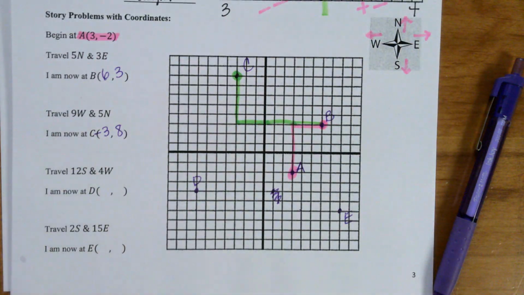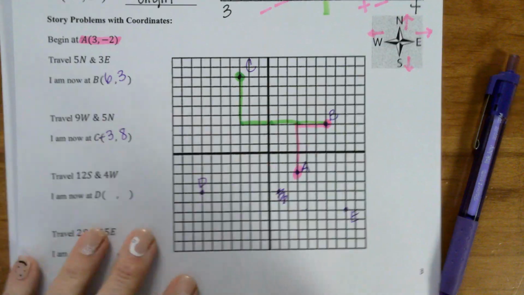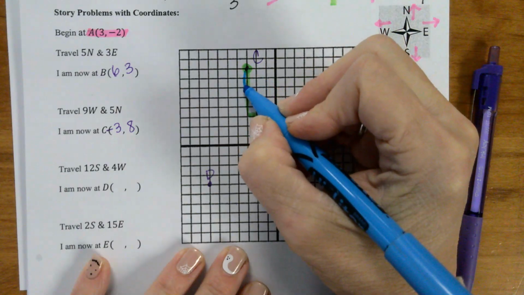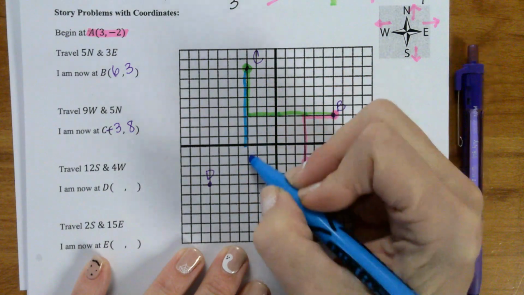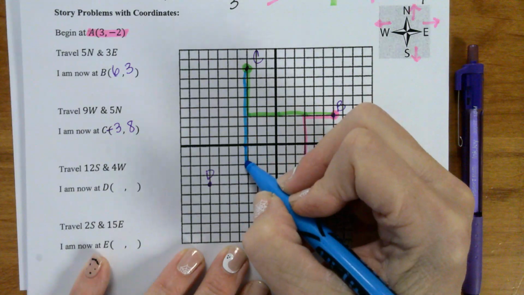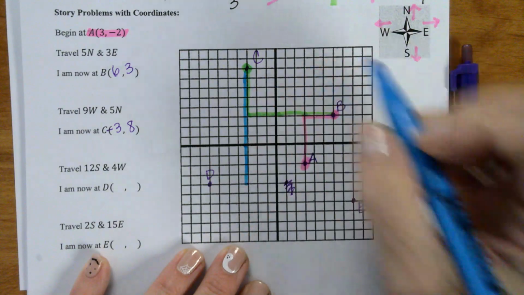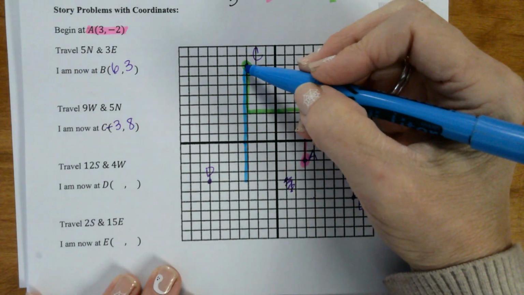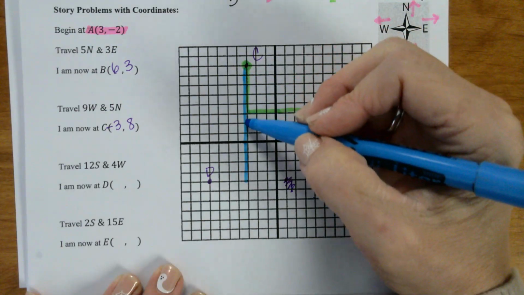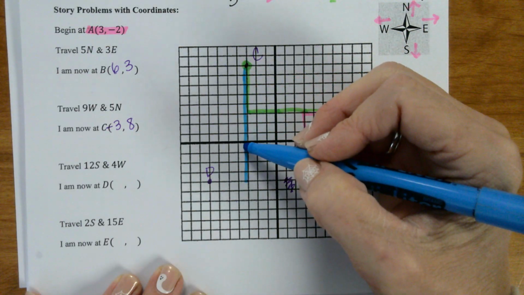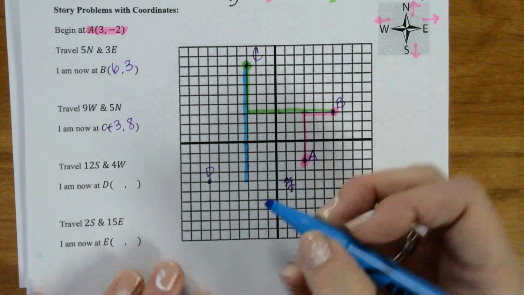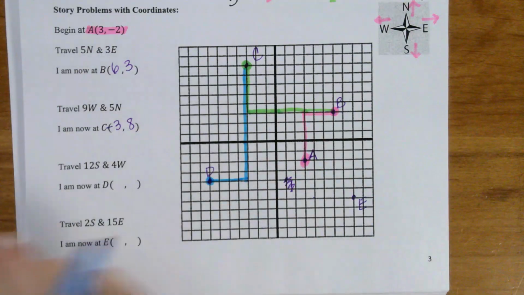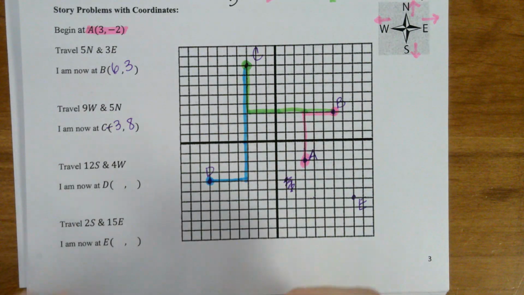Then from C, I'm going to travel to D. So I'm going to go 12 south. From here to here is 8, and then I need 4 more. 1, 2, 3, 4. That's how I didn't have to count one by one. I knew that I was already at 8. So if I come to the axis, that's down 8, and then I need 4 more. And then I'm going to go 4 west. I end up at D. What's the location of D?